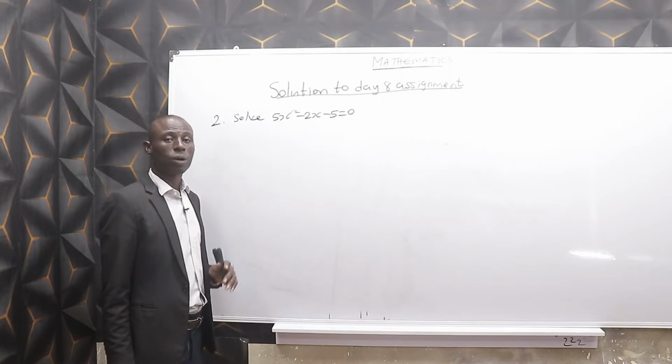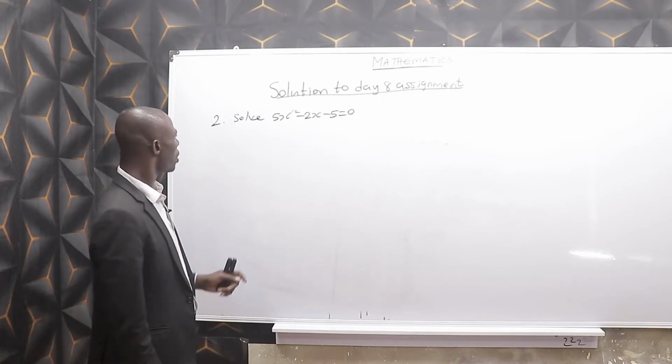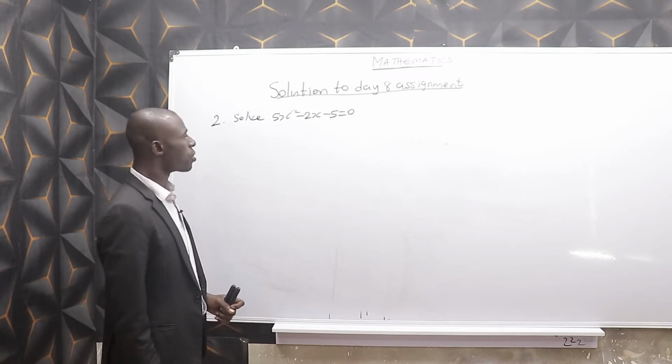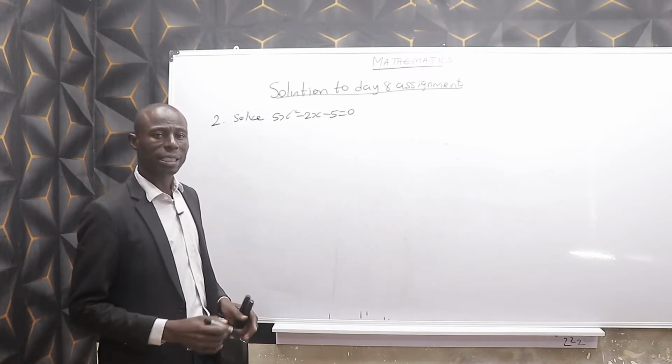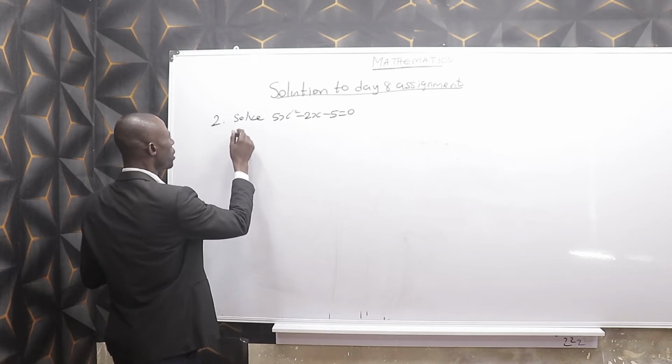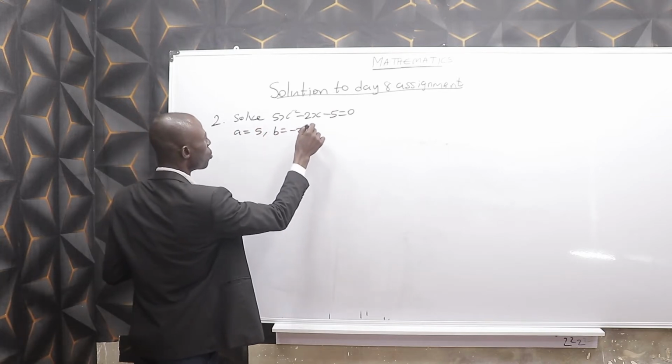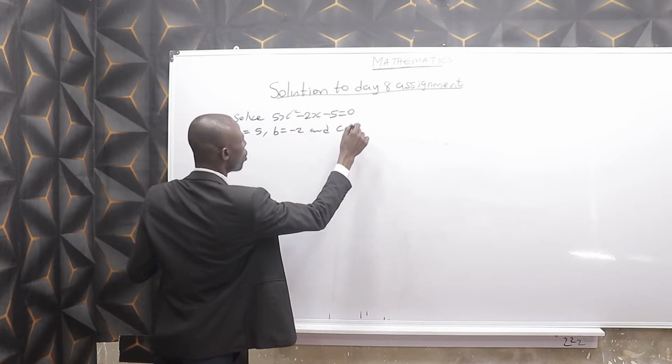Question 2, the last question of the assignment. Solve 5x squared minus 2x minus 5 equals 0 using the general quadratic formula. So in this, a equals 5, b equals minus 2, and c equals minus 5.